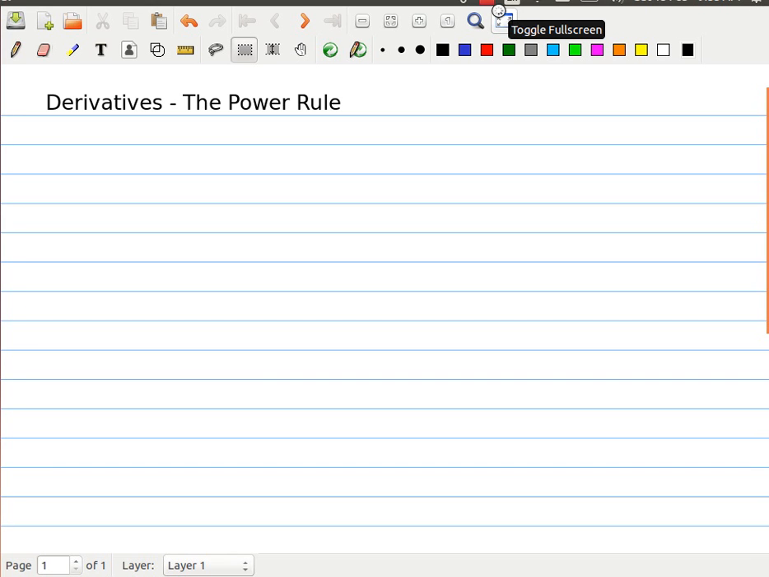In this tutorial we're going to be looking at the power rule as it applies to taking derivatives in calculus. Just to remind you, there are a number of ways to write the power rule, but let's assume we start with the expression y equals x to the power n. Then the power rule tells us that y prime, the derivative with respect to x, is equal to n x to the power n minus 1.